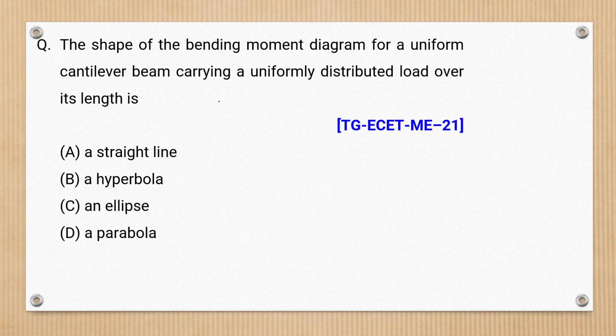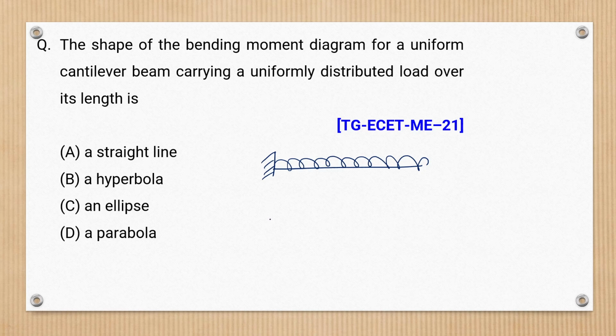The question was asked in the ECET 2021. The shape of bending moment diagram for a uniform cantilever beam carrying uniformly distributed load. So the cantilever beam is carrying a uniformly distributed load, and for this case what would be the bending moment diagram?